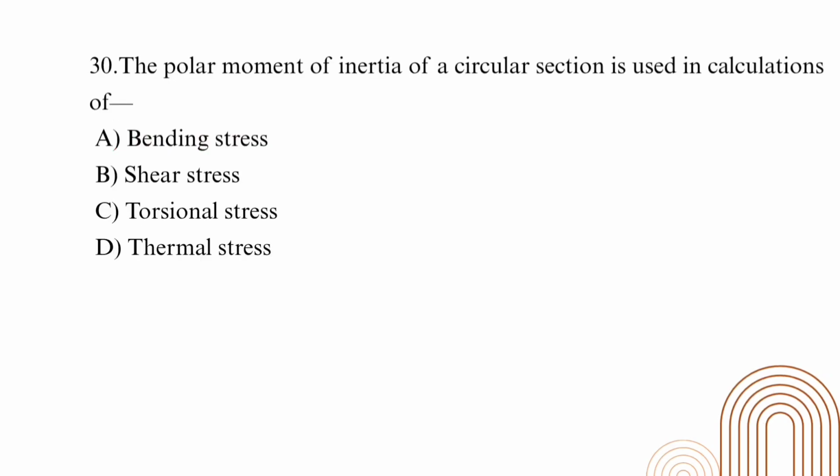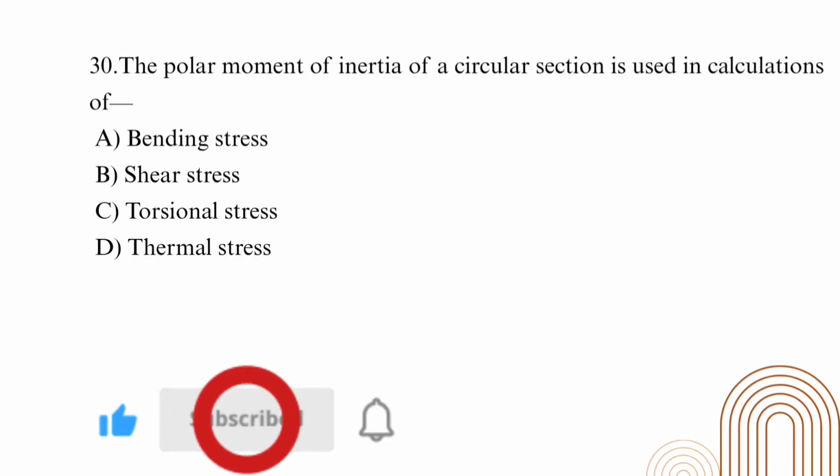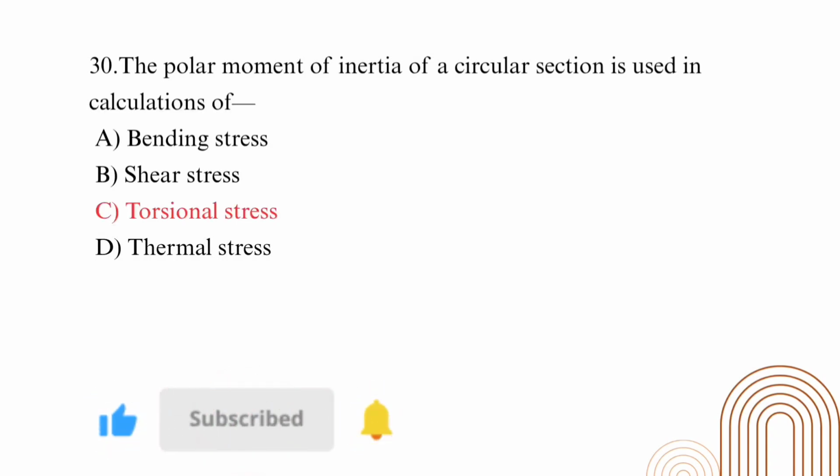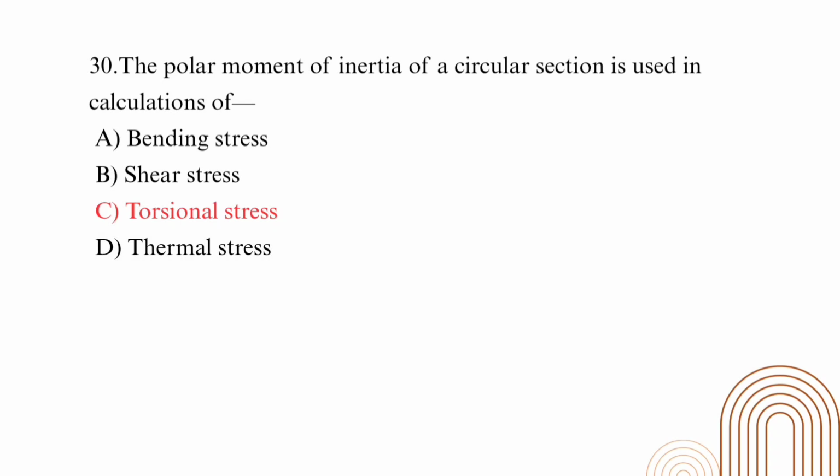Next is question number 30: the polar moment of inertia of a circular section is used in the calculations of, and options are A, bending stress, option B, shear stress, option C, torsional stress, and option D, thermal stress. And the correct answer is option C, torsional stress. The polar moment of inertia of a circular section is used in the calculation of torsional stress.